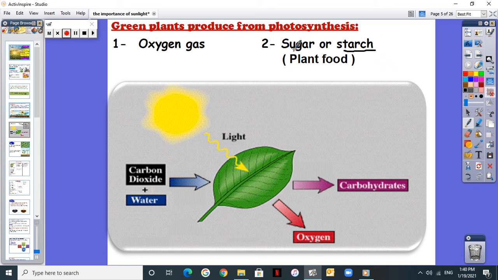Starch or sugar. What is the meaning of starch? The food of the plant, the plant's food. Okay, so this is the plant. Plants need to make photosynthesis to make their own food. Plants need what? Sunlight, carbon dioxide, and water, and produce what? Oxygen and starch.